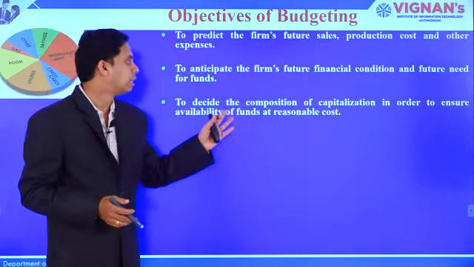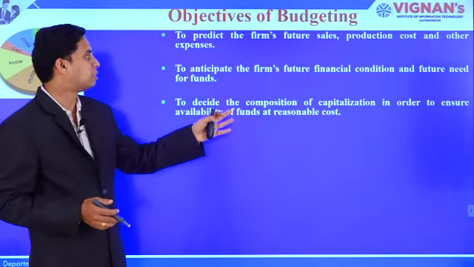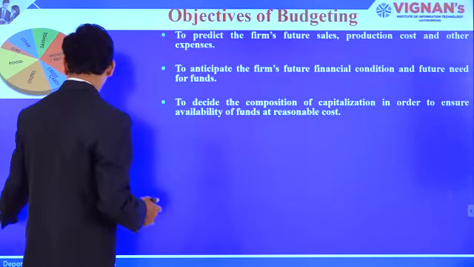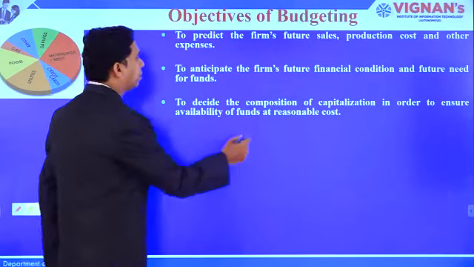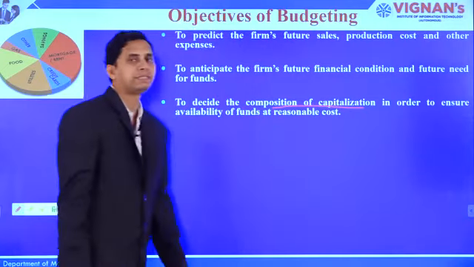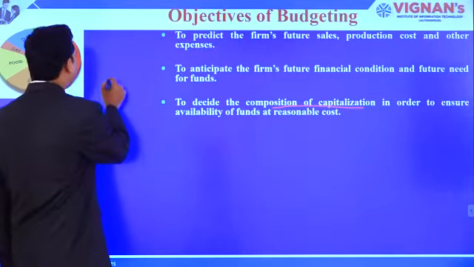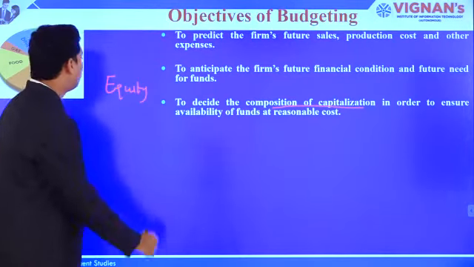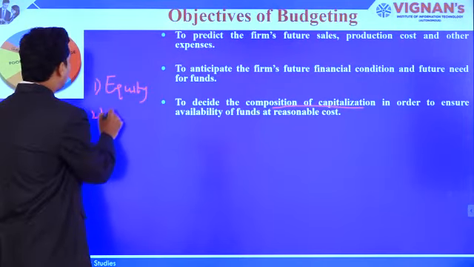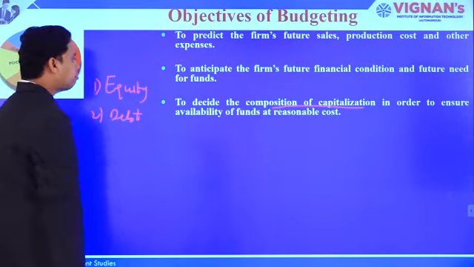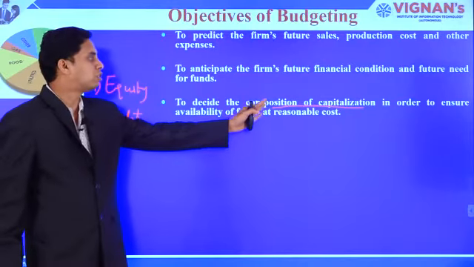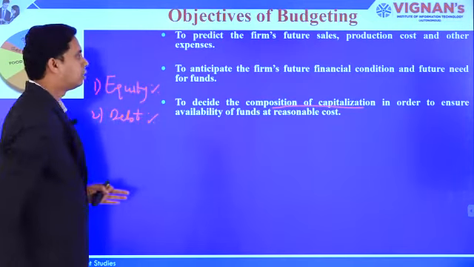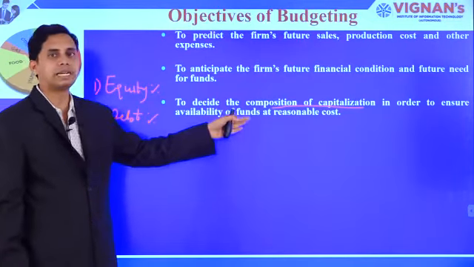Third, to decide the composition of capitalization in order to ensure availability of funds at reasonable cost. Composition of capitalization is nothing but the type of capital that you are supposed to take up. Generally, firms go for two types of capital, as you know: one is equity and the other is debt. We decide how much percentage of equity and how much percentage of debt is required to ensure the availability of funds at a reasonable cost.